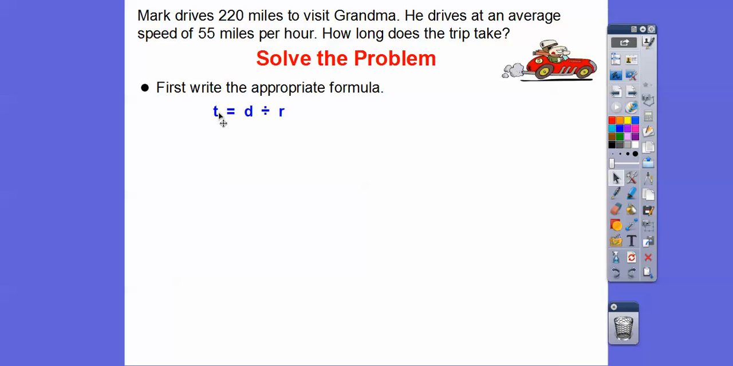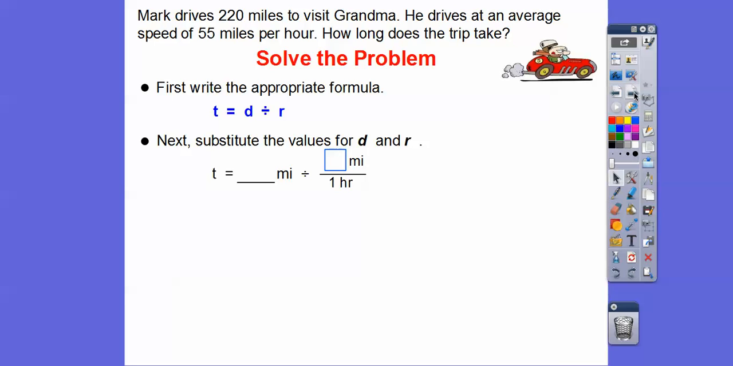So this is time equals the distance divided by the rate. And then we'll substitute in the values for D and R. So 220 is our distance, 220 miles. So this says miles right here, so this is going to be miles. And then the rate is 55 miles per hour. So per hour means fraction per 1 hour right there. So the 220 goes there, and the 55 goes there.